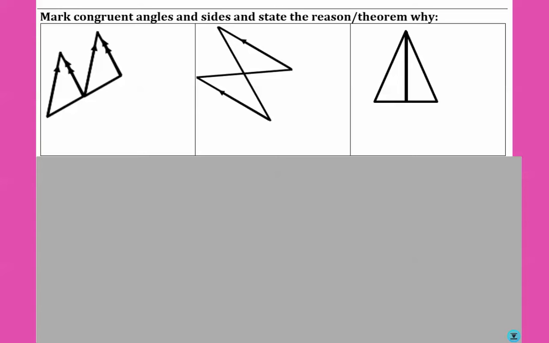Before we start on these notes, in the left-hand column of your note sheet, there's a space for you to recall the 5 congruence postulates or theorems to prove triangles congruent. Go ahead and pause your videos to write those down and sketch a picture of what those would look like.